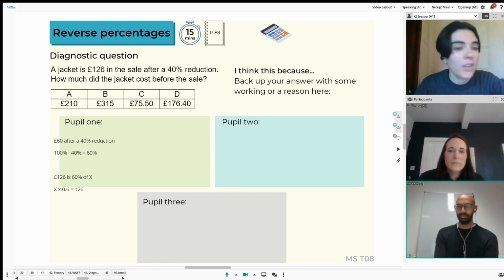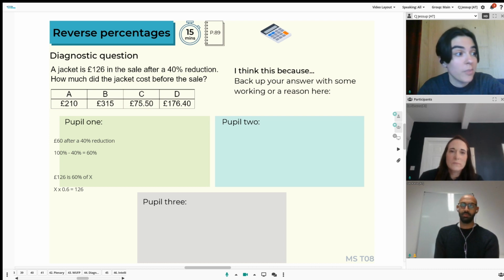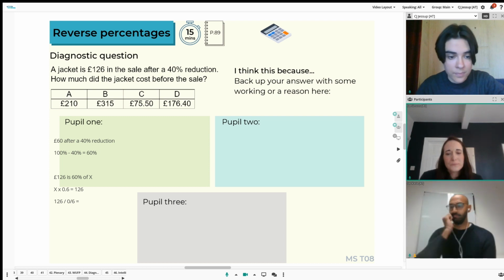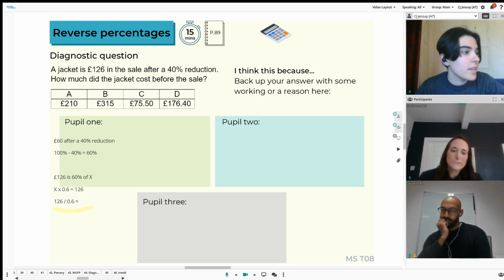Is it B? You think it's B, Sav? Yeah. So if it's B, you've divided by 0.4. And what you want to do is divide it by 0.6 because it equals 0.6 of x. So if you divide 126 by 0.6, you should get 210, which is A.